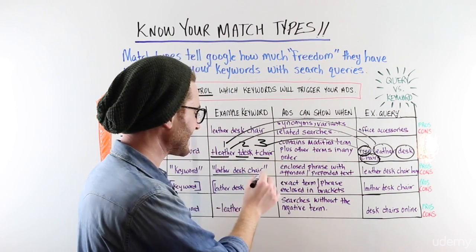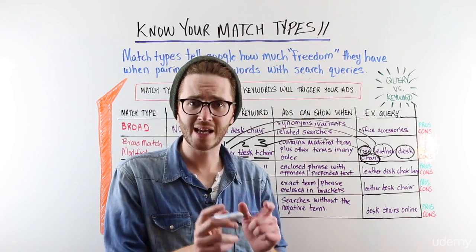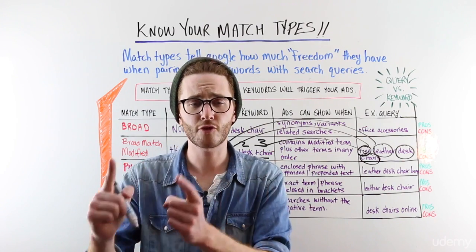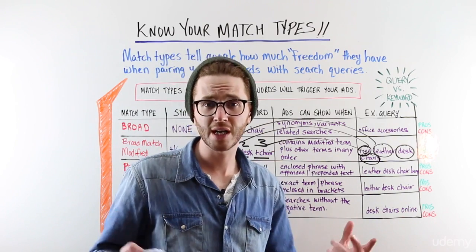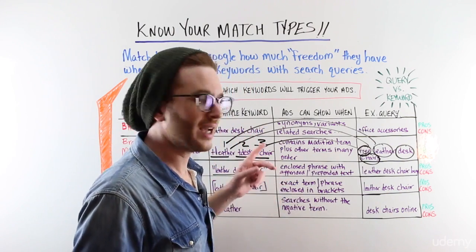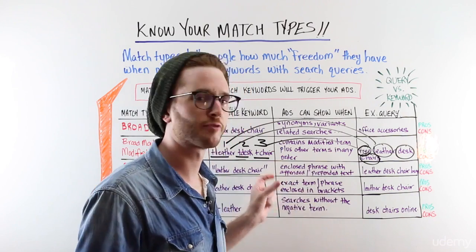But leather desk chair, if it's in quotation marks, all the terms inside the quotation marks have to show up in the query, and they have to be in that order. They have to be that phrase. Phrase match is very easy. It's an easy way to think about it because it's a phrase. That phrase has to be in the query. But additional related terms could be appended or prepended to the phrase.